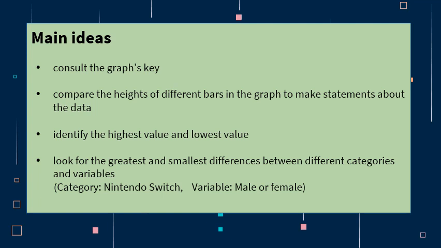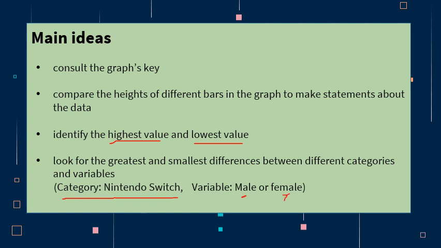Okay, so here are the main ideas from today's lesson. Firstly, make sure you consult the graph's key when you're looking at it so you know what each color represents, what each column represents. Make sure you compare the heights of different bars in the graph to make statements about the data. And always try to identify the highest and lowest values. You can always make statements about those. Then you want to look for the greatest and smallest differences between different categories. So for example, a category could be Nintendo Switch and PS4, and variables. So the variables there, you could be looking within the Nintendo Switch category, and the two variables are male or female.